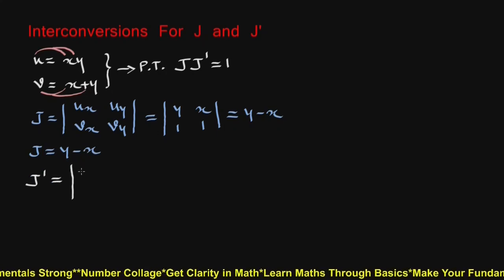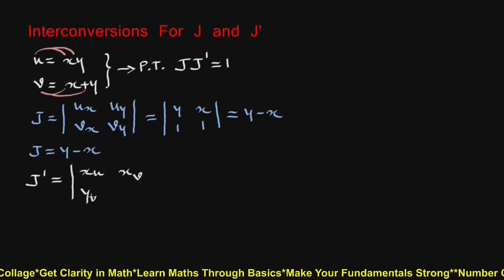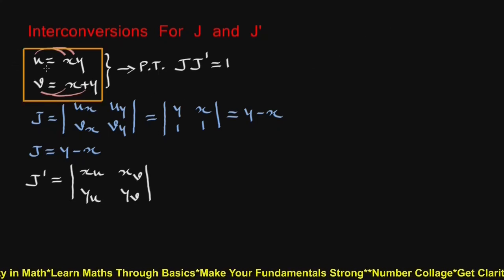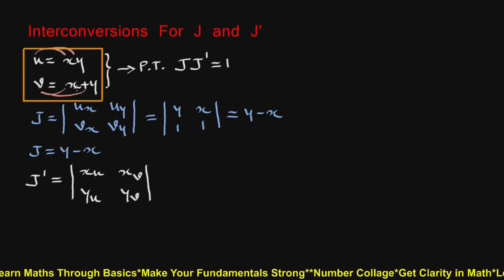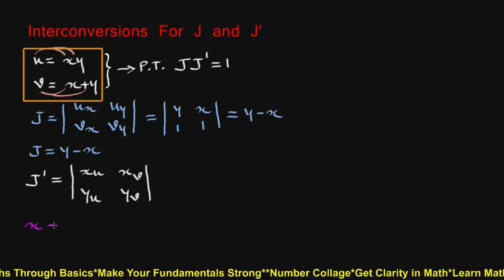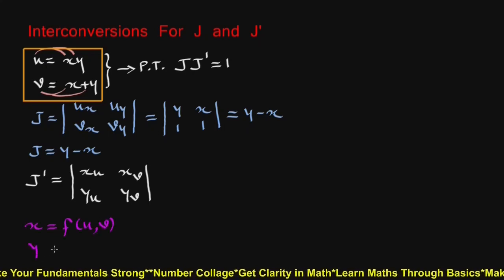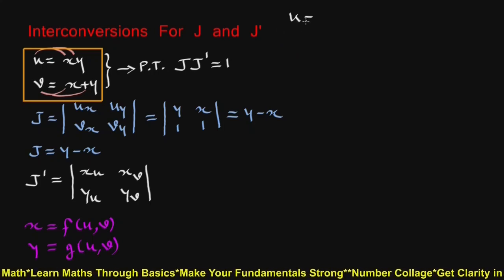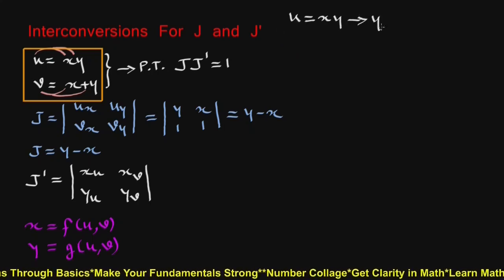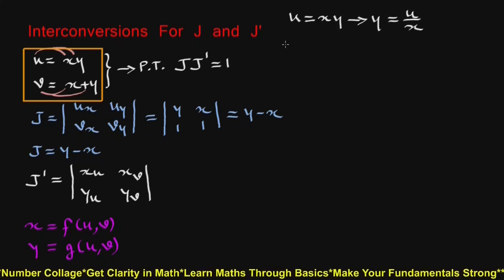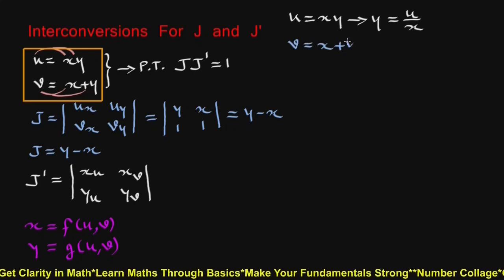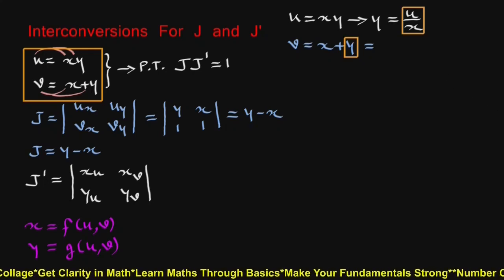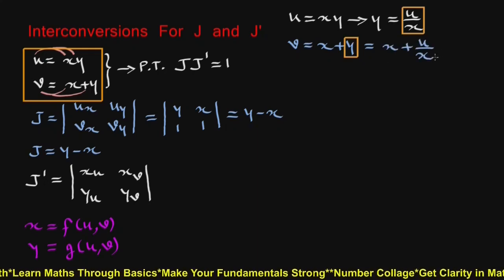J dash will be determinant xu, xv, yu, yv. So in order to find j dash, we have to interconvert u equals xy and v equals x plus y in terms of x as a function of u and v, and y another function g of u and v. From the given data we have u equals xy, that gives y equals u upon x. We also have v equals x plus y. Here we will write this y as u upon x. So it will be x plus u upon x.